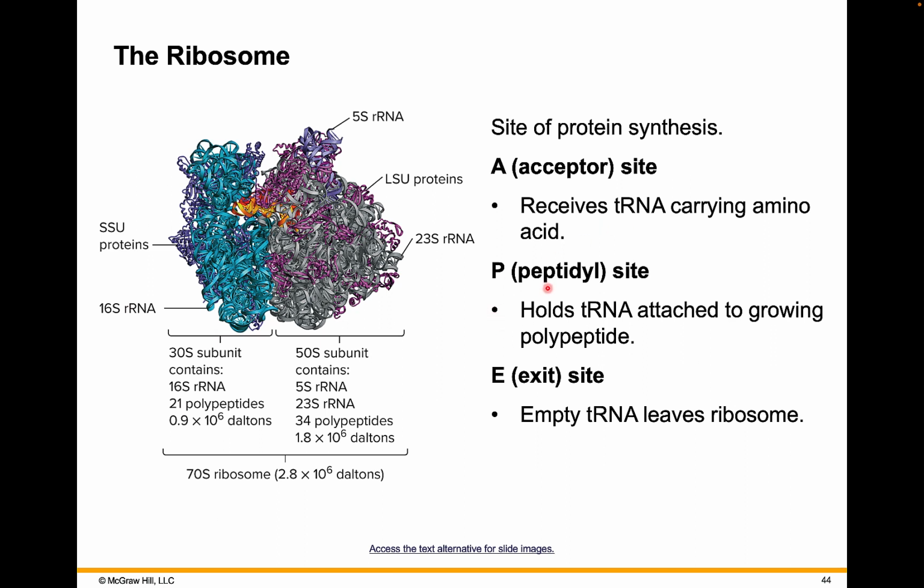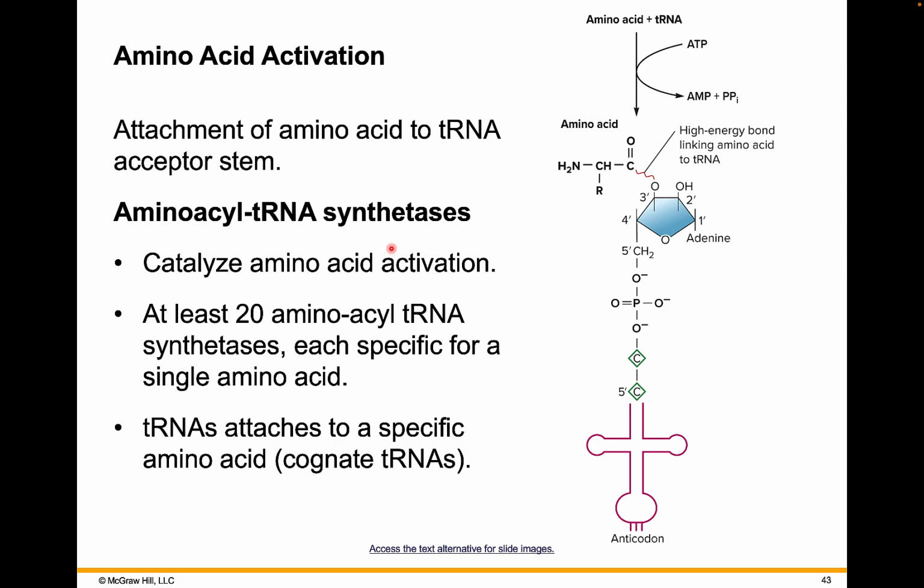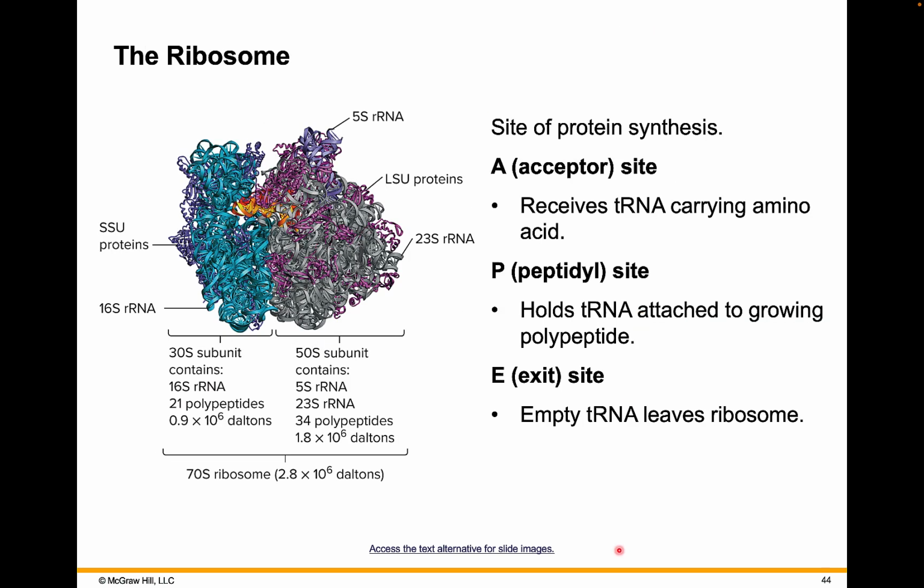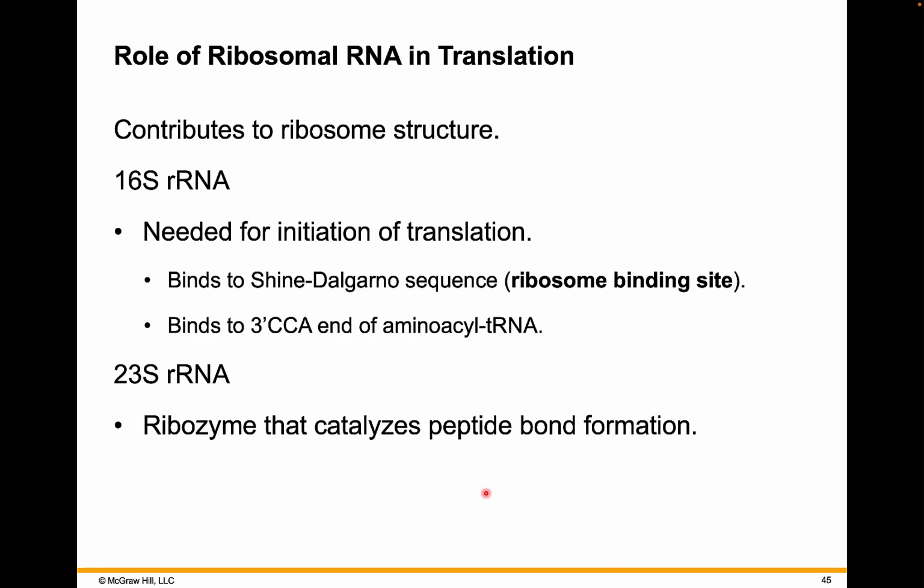The next site is called the peptidyl site. This holds the tRNA attached to the growing polypeptide. And then you have the exit site, which is where the empty tRNA, which is discharged, as I said, goes, and it leaves the ribosome to be charged again by the amino acid tRNA synthetase to bring more amino acids. So here, what happens?